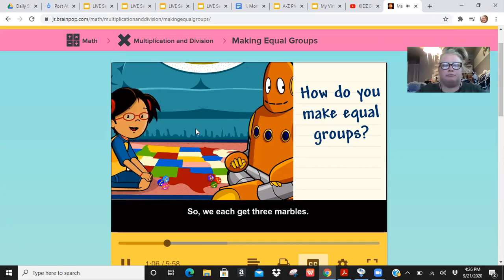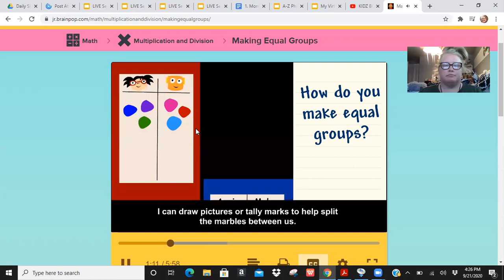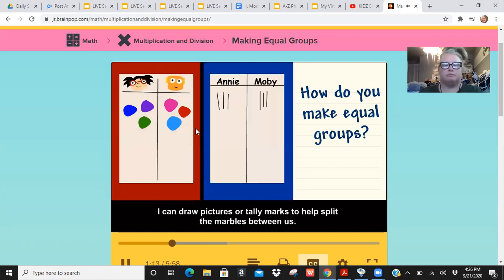Each get 3 marbles. I can draw pictures or tally marks to help split the marbles between us.